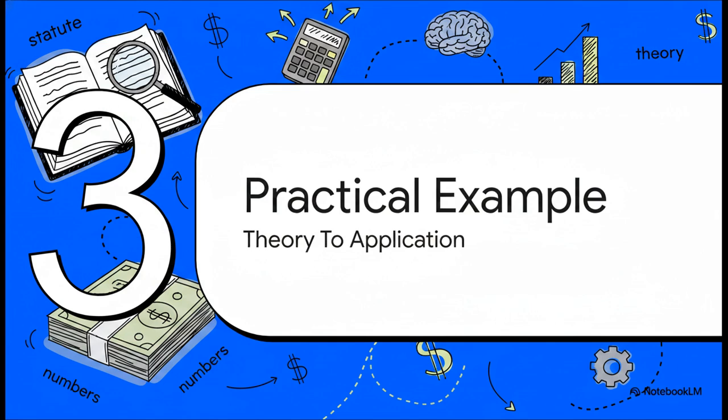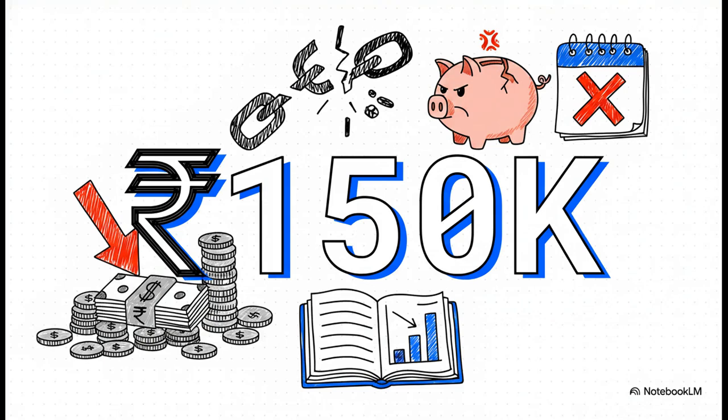Okay, Section 3. Let's look at a real-life practical example. It's one thing to read a statute, but as tax professionals, we live in the numbers, right? Look at this figure. 150,000 rupees. I'm pointing this out clearly because it anchors the absolute maximum financial risk a business faces under Section 446 for simply missing a tax audit deadline.